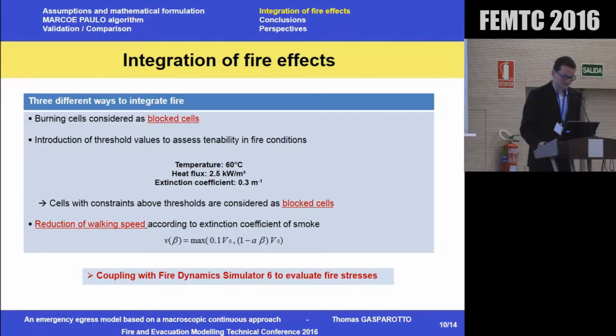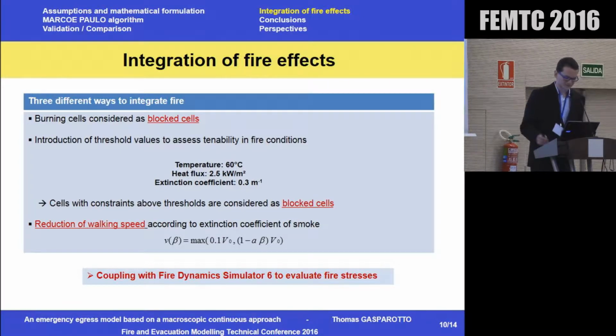Secondly, the assessment of tenability in fire conditions needs the introduction of threshold values for tenability criteria. So here are some examples of values I used for the following simulations: 60 degrees for temperature, 2.5 kilowatts per square meter for heat flux, and the critical extinction coefficient, which corresponds to a critical visibility distance of 10 meters, according to the regulations established by Tadeusz Jeans for evaluation of visibility in fire smoke. So cells with constraints above these thresholds can be considered as blocked cells.